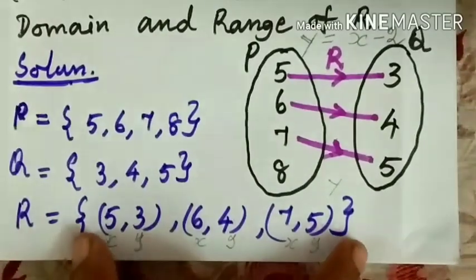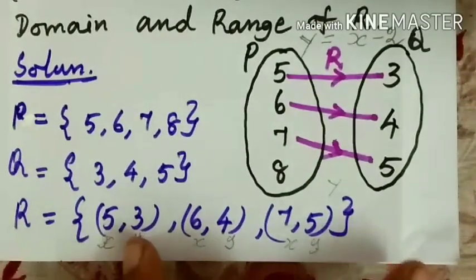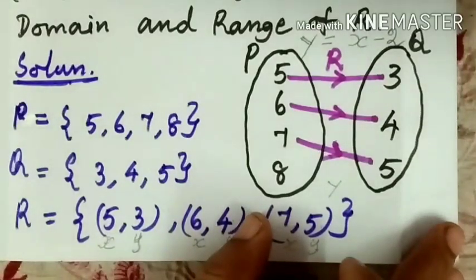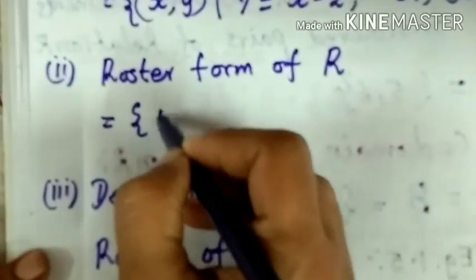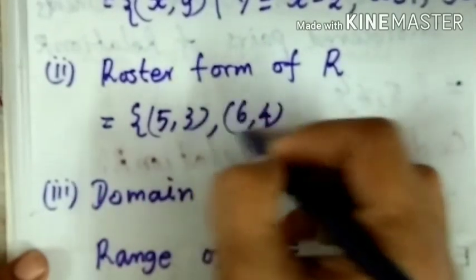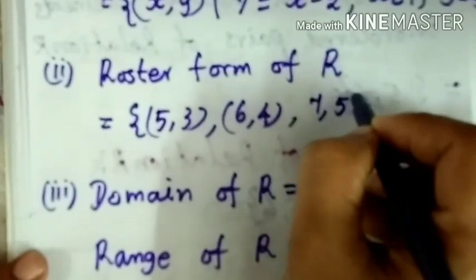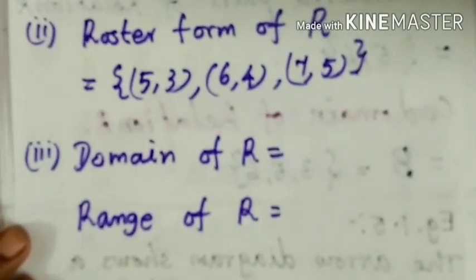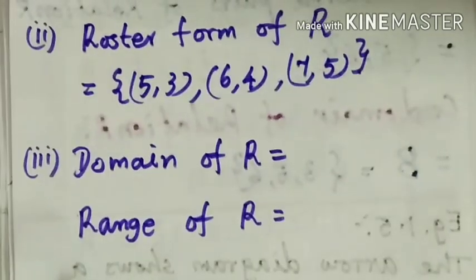Then you write the ordered pairs (5, 3), (6, 4), (7, 5). Then the third subdivision answer.